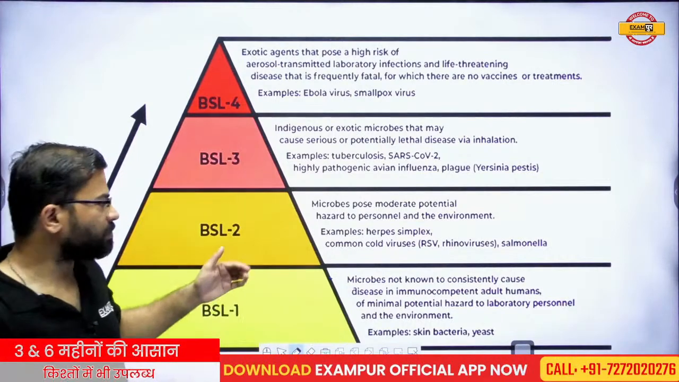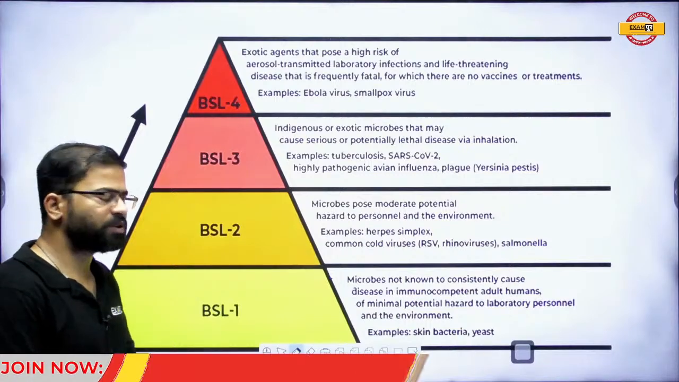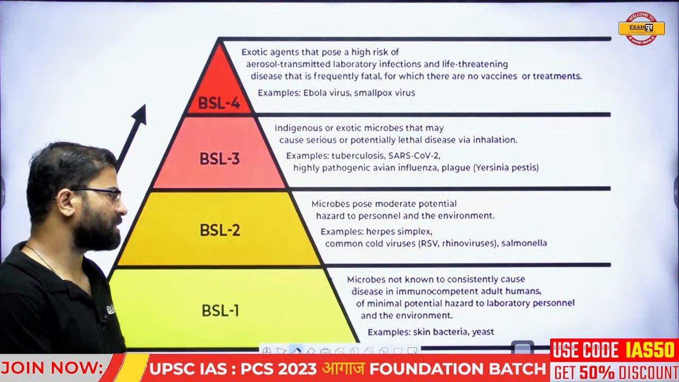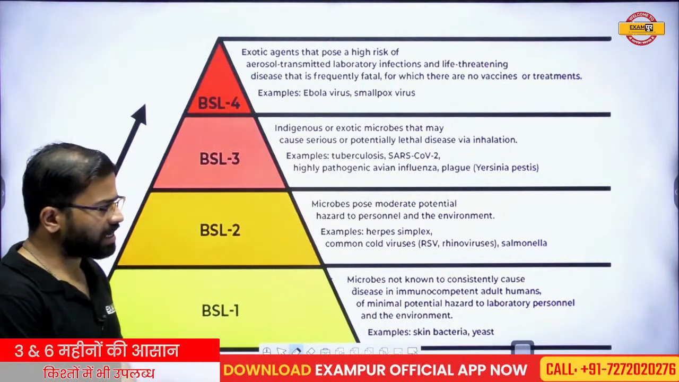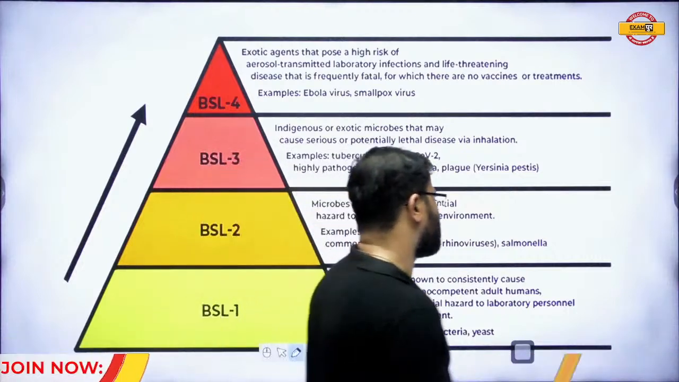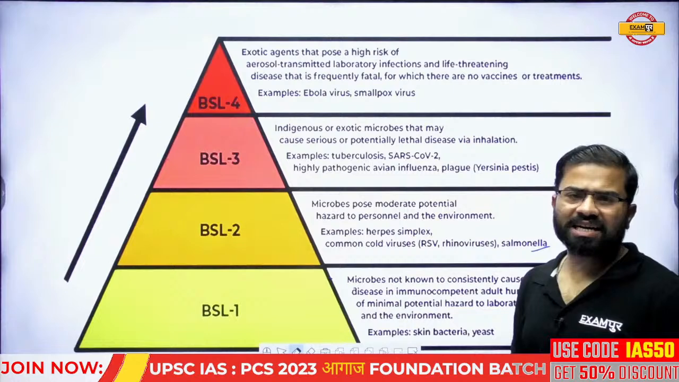When you talk about biosafety level 2, microbes pose a moderate potential hazard to persons and the environment. That means a little hazard is there. Examples are herpes simplex, the common cold virus, and Salmonella bacteria. Here, transmissibility is also there, but the death rate is very low.